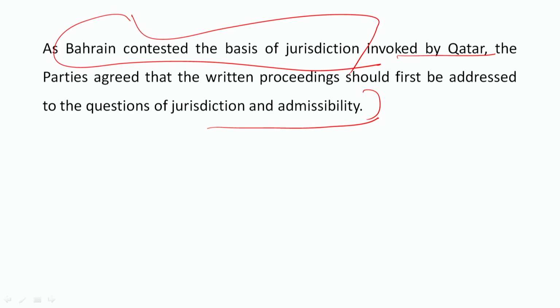So how did it decide? Here Bahrain was the party contesting and stating that the court does not have the jurisdiction, whereas Qatar has invoked the jurisdiction. So the parties agreed that the written proceeding should first be addressed to the question of jurisdiction and admissibility. Admissibility means that if the court does not have the jurisdiction to proceed with this matter, then it does not have the eligibility to admit this suit either.